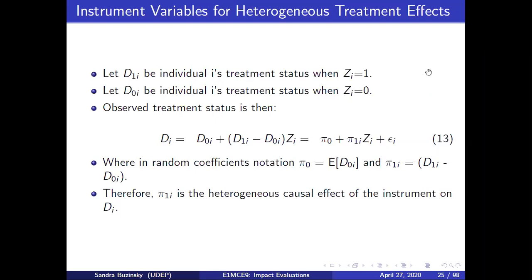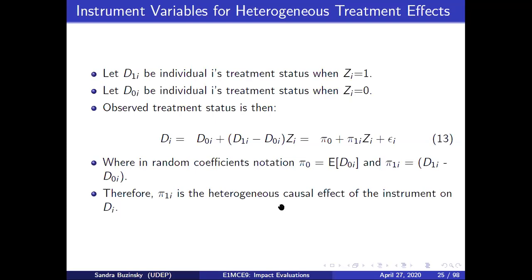Okay, so if that's true, then pi 0 is the expected value of d0i. So that's like the average treatment status for d0i. And pi 1i is the difference between d1i minus d0i. So basically what that says is pi 1i is the heterogeneous causal effect of the instrument variable zi on di. Okay, so it's the difference between D1i and D0i.